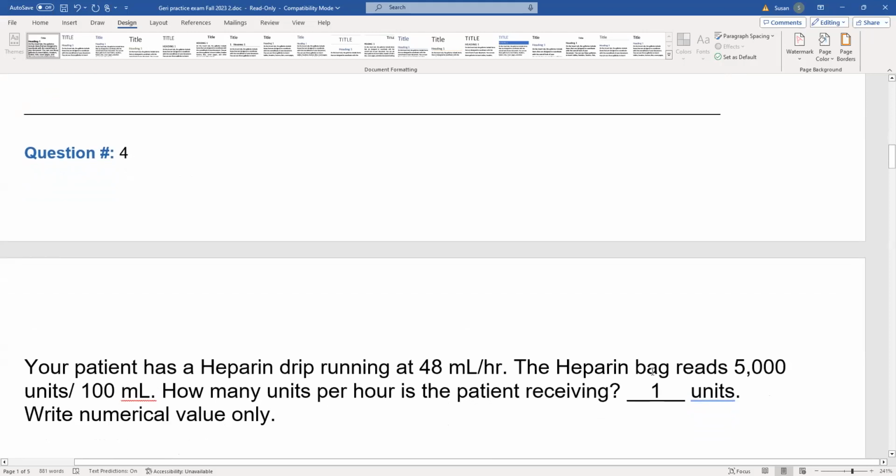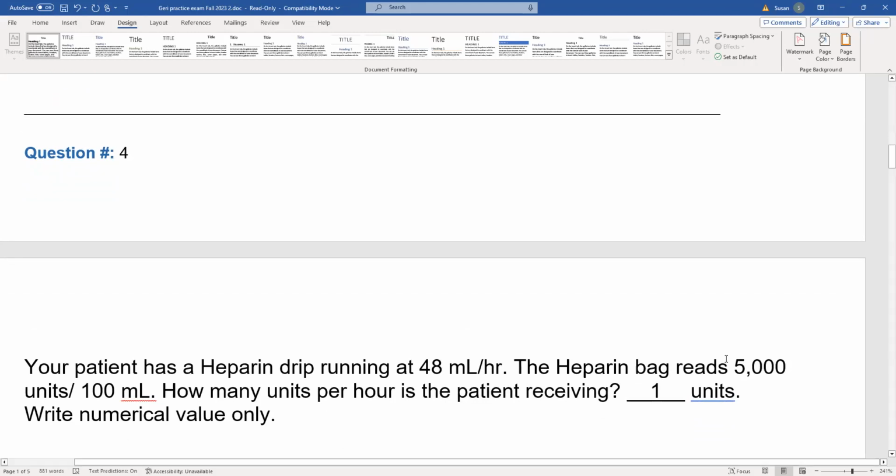Now this one's a little bit trickier. This is asking how many units per hour is the patient receiving. So you have a couple givens here. You know that you have 5,000 units per 100 mL, and you know that the pump is running at 48 mLs an hour. So for this one, you have to take the 5,000 and divide it by the 100, so you can determine how many units is in each mL.